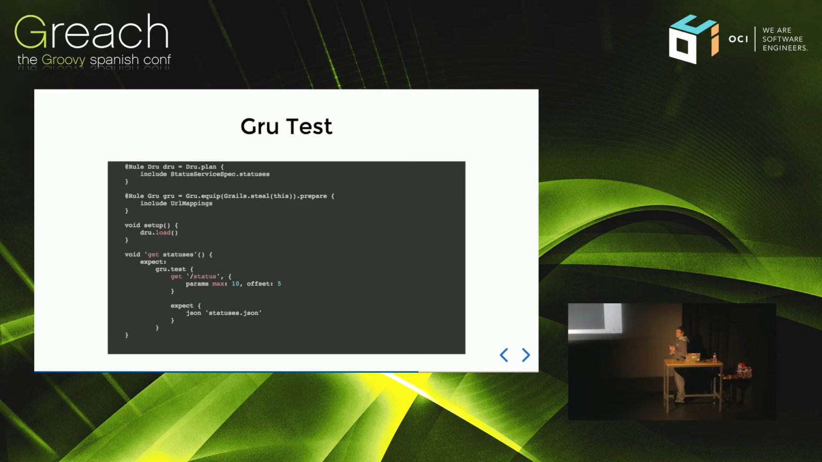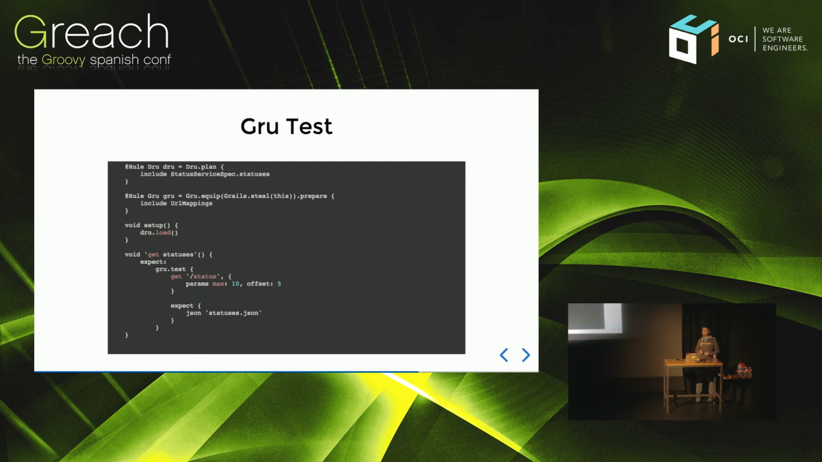Okay, this is some cleanup. This is where the data get loaded, and here we go. So you just follow the thing you really want to test. So okay, Groovy, just test for me. If I get the status with given parameters, max 10, offset 5, I expect this JSON to be returned. And the JSON is a fixture file.